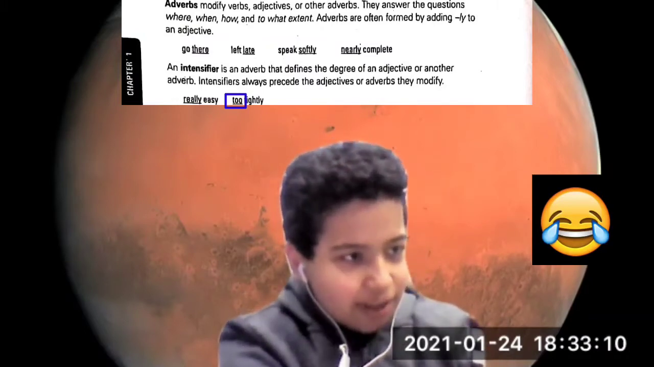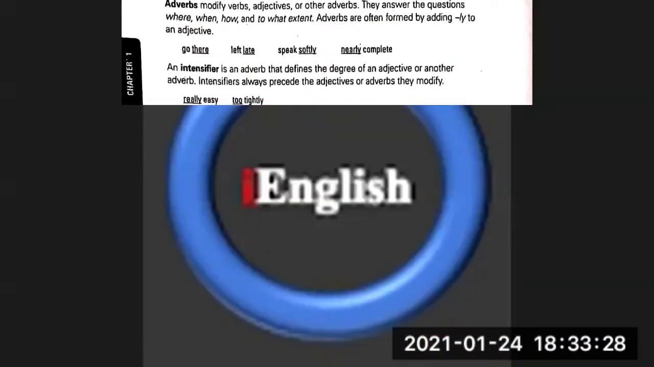Okay. Adverbs are often formed by adding ly to an adjective. Yeah, this is actually true, because most of them... But this is not general. Look, it is common. Like we generally add ly to the adjective to make it an adverb.